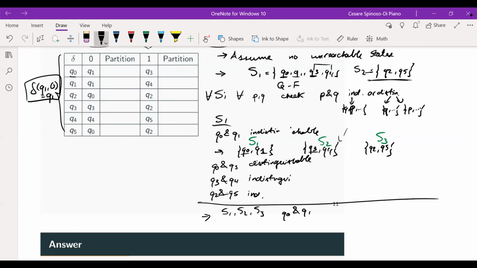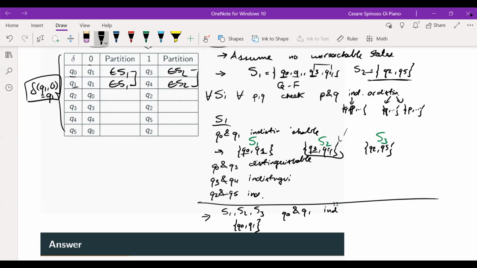When Q0 and Q1 see a 0, they both go to Q1, so they, of course, go to the same partition S1. When they see a 1, they go to Q3 and Q4 respectively. Those are both part of partition S2. So for symbol 0, they go to the same partition, and for symbol 1, they go to the same partition. They are then indistinguishable, so that means that they're going to be together. And I'm going to close them up because you can't add any new states to them, right?